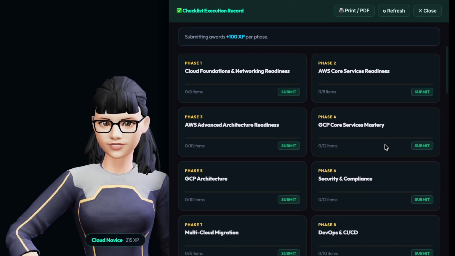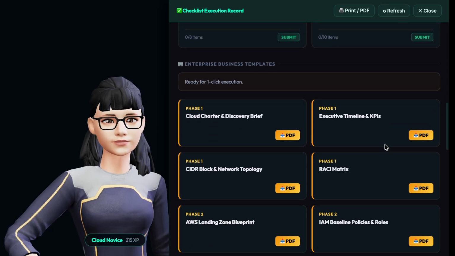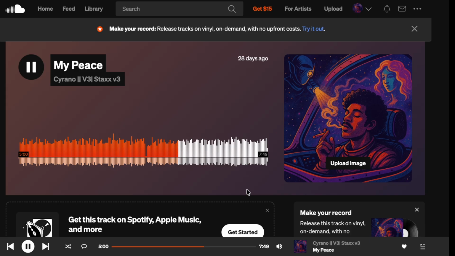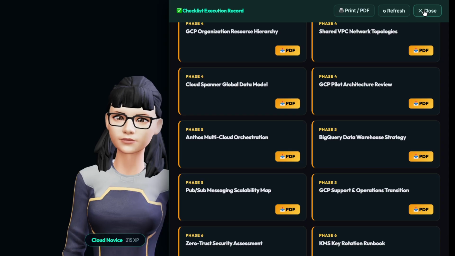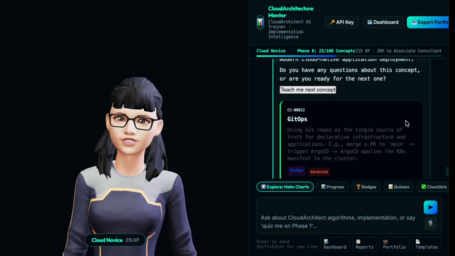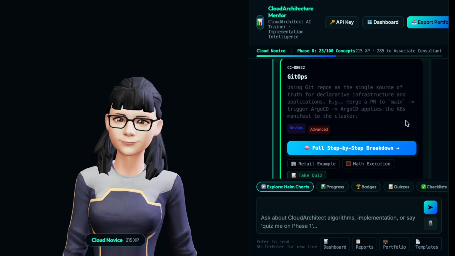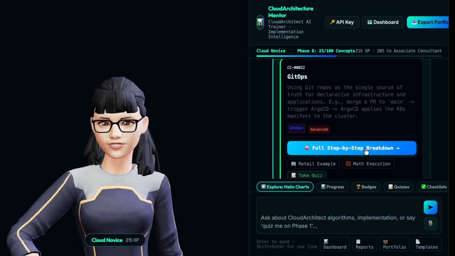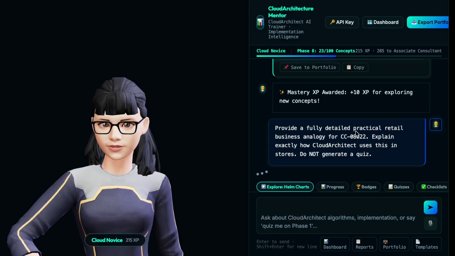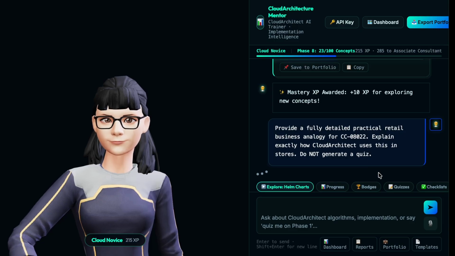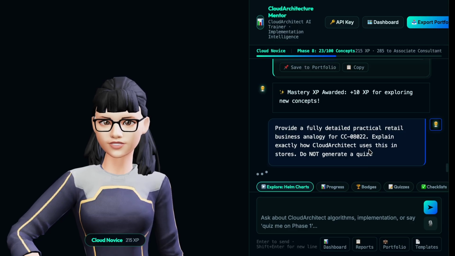Concept card CC-8023. Argo CD is a declarative GitOps continuous delivery tool for Kubernetes. It enables developers to automate the deployment of applications by leveraging Git repositories as the single source of truth for defining the desired state of Kubernetes applications. Argo CD is designed to help teams adopt GitOps practices, ensuring that the deployment process is streamlined, auditable, and efficient.